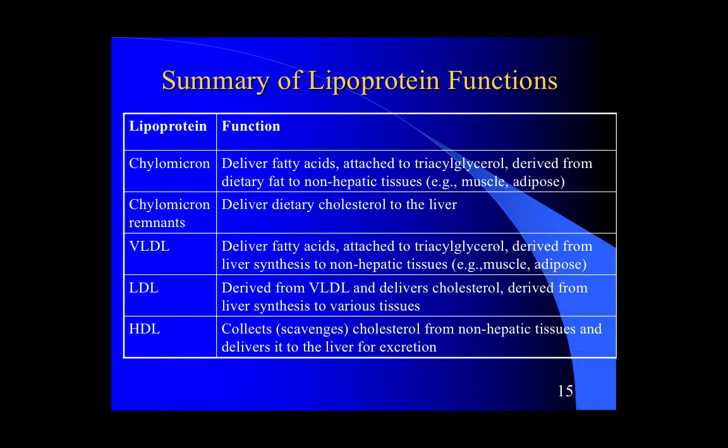The next one we're going to talk about is VLDL and LDL. The main function of VLDL is to deliver fatty acids attached to triglyceride derived from liver synthesis to non-hepatic tissues like muscle and adipose. And then LDL are made from VLDL, and LDL deliver cholesterol derived from liver synthesis to various tissues. So now we're in the two lipoproteins that transport endogenous lipids. So let's talk about VLDL and LDL next.